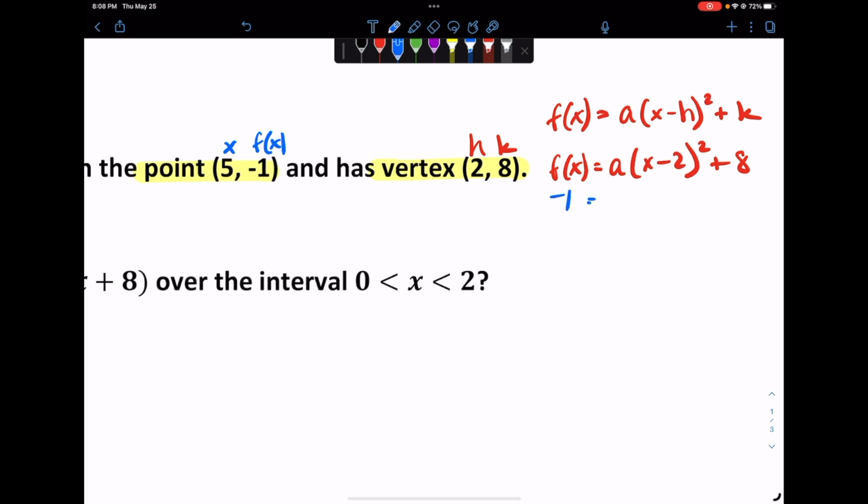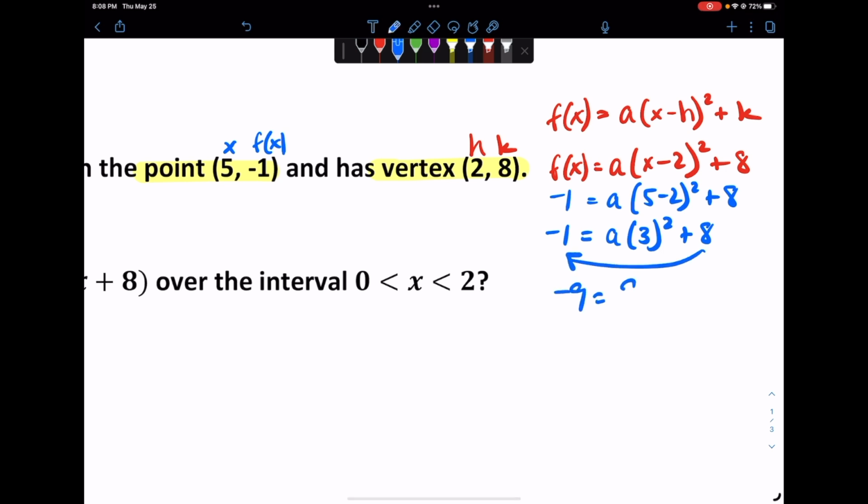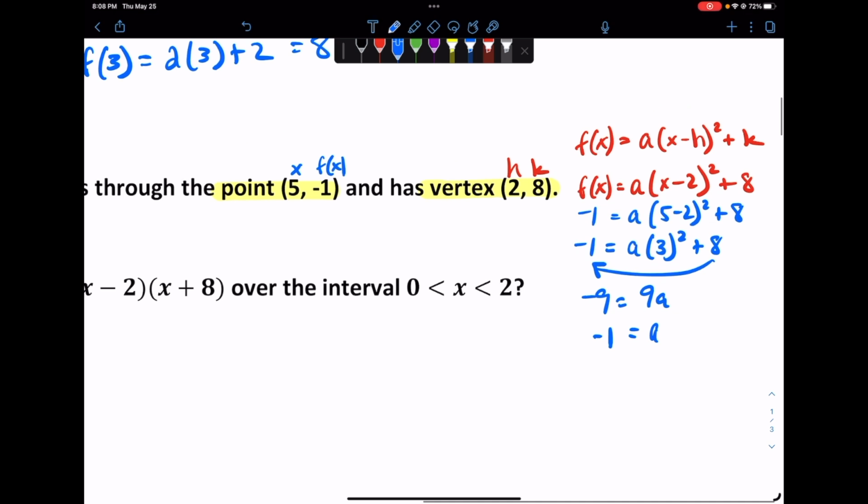We got negative 1 is equal to a times 5 minus 2 squared plus 8. So we got negative 1 equals a times 3 squared plus 8. I'm going to move the 8 over there by subtracting it. So I have negative 9 equals 9a. So that tells me a is negative 1. So there's my value of a.